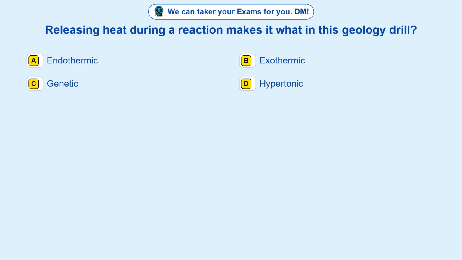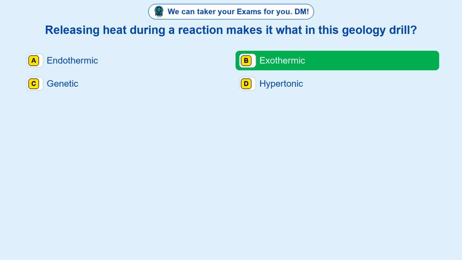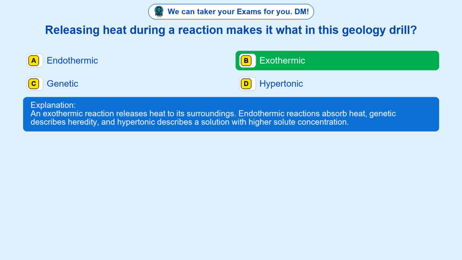Question 46. Releasing heat during a reaction makes it what in this geology drill? Option A, endothermic. Option B, exothermic. Option C, genetic. Option D, hypertonic. The correct answer is option B, exothermic. An exothermic reaction releases heat to its surroundings. Endothermic reactions absorb heat, genetic describes heredity, and hypertonic describes a solution with higher solute concentration.